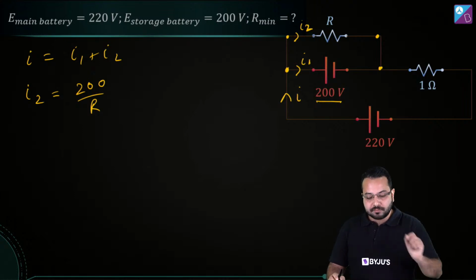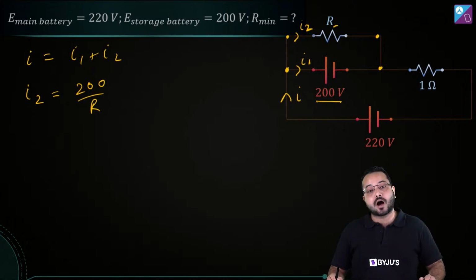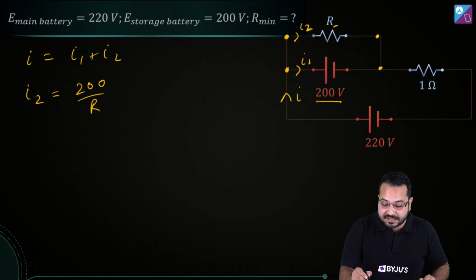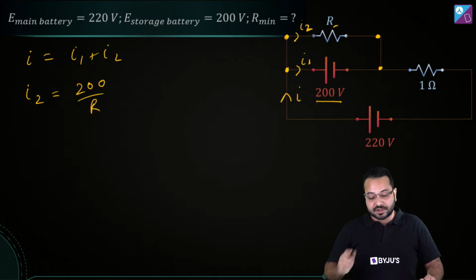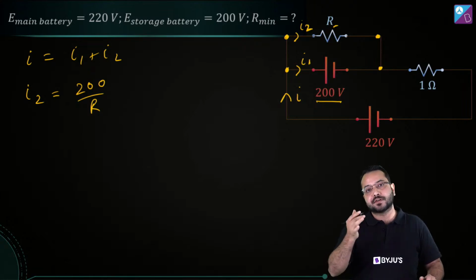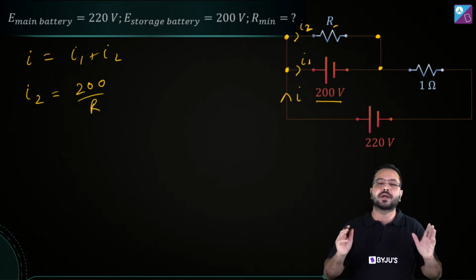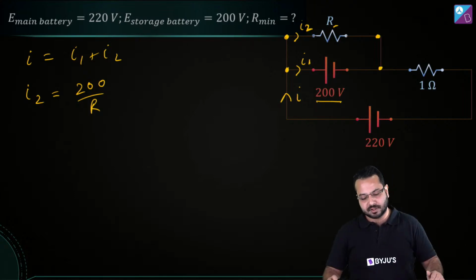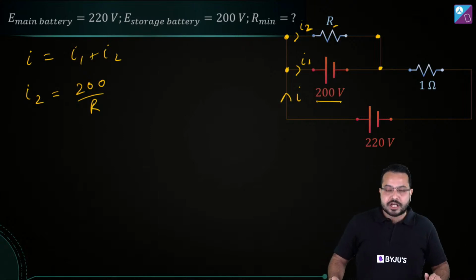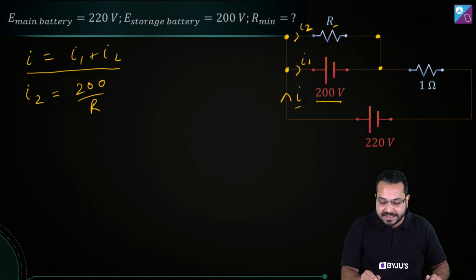Okay. So we have taken this resistor R and we see that it is connected to the terminals of this battery. Can we see that? So what is the potential difference across this resistor? It is 200 volt. So what will be the current through it? It is going to be 200 divided by R. Plain and simple.